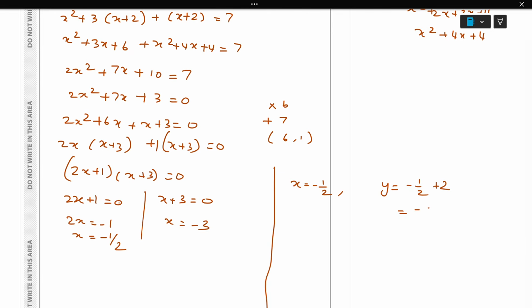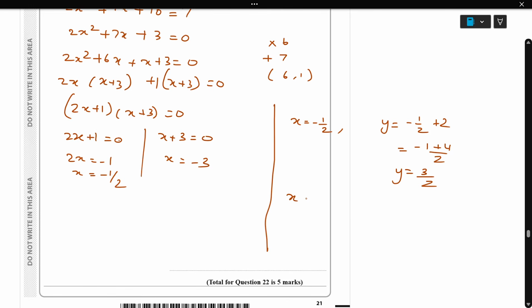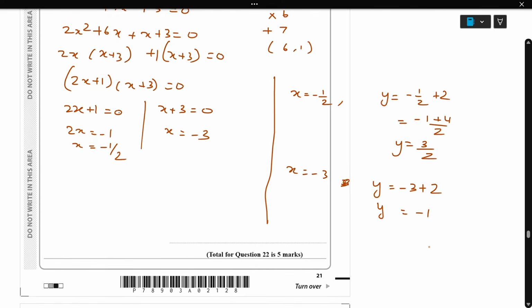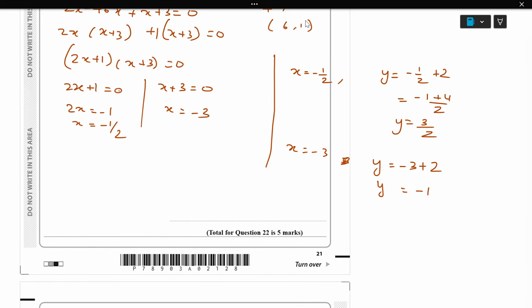So first I'll take x equal to negative 1 by 2. Substitute in the second equation, y equal to x plus 2. So y equal to x plus 2, x is minus 1 by 2 plus 2, which is going to be minus 1 plus 4 by 2, which is 3 by 2. Okay, so y equal to 3 by 2. Then next x equal to minus 3, y equal to x plus 2. So y equal to minus 3 plus 2. So y equal to minus 1.